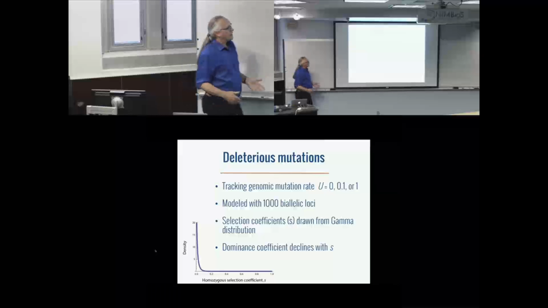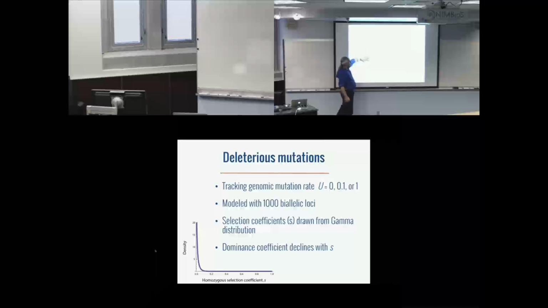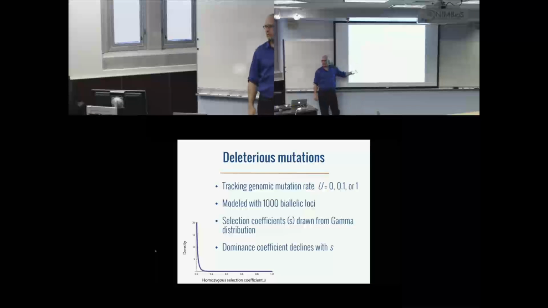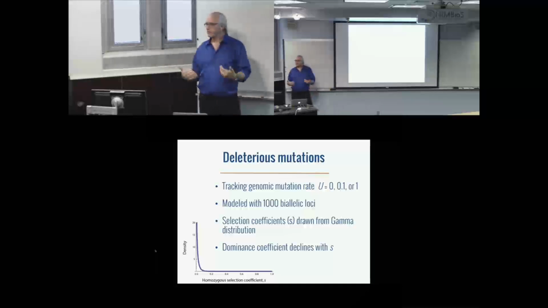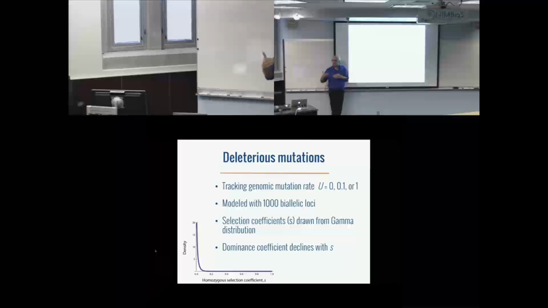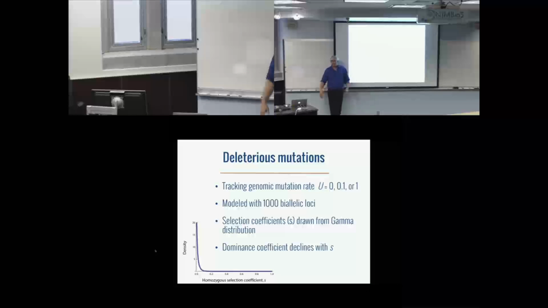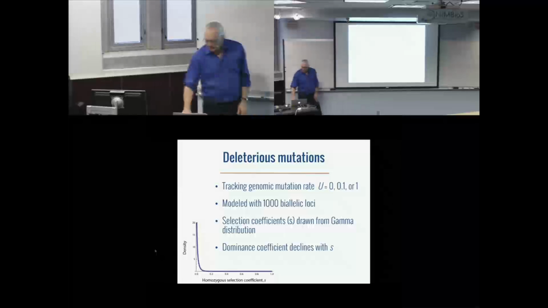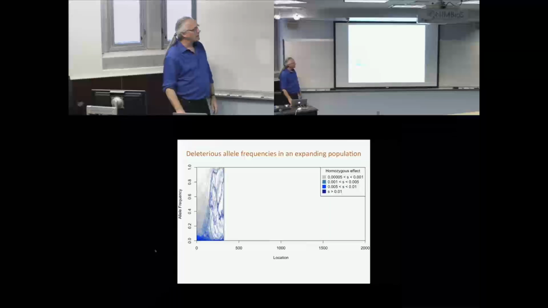It's kind of horrifying. We have 1,000 biallelic loci. For each of those, we drew a selection coefficient from a gamma distribution, which is parameterized from empirical work. We have a dominance coefficient that declines with s, again motivated by empirical work. So the weak effect mutations are codominant, and they go to nearly completely recessive as the selection effect gets stronger. Again, that's what people see in nature. All right, so let me just show you an example run.